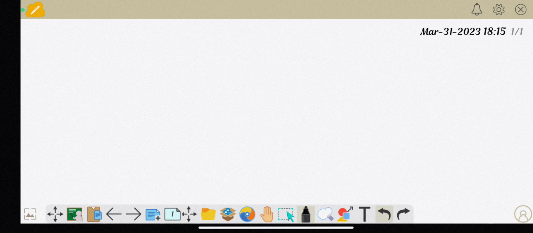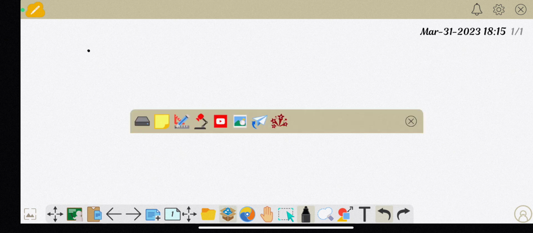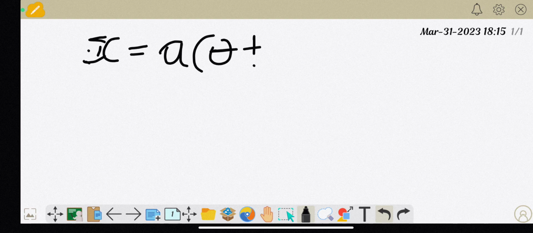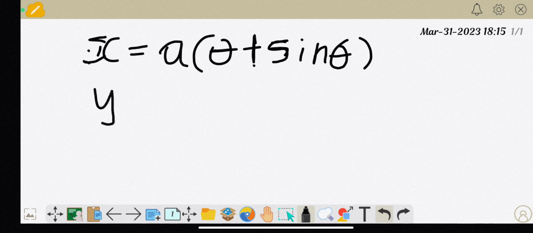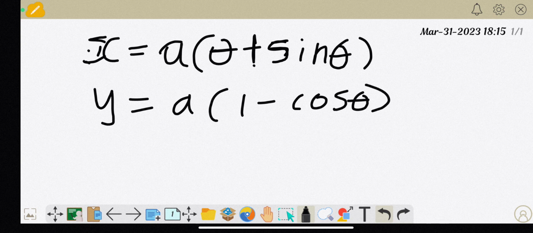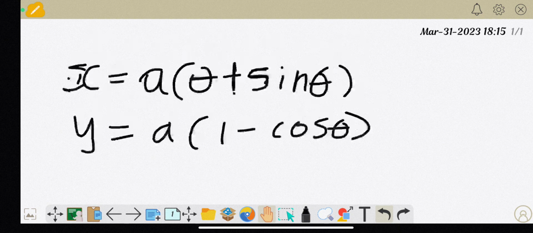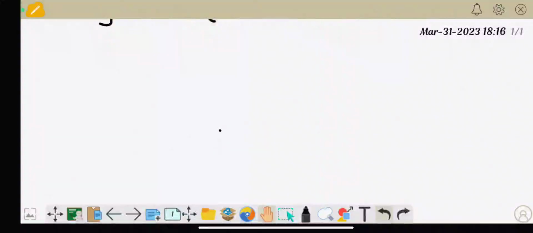Okay, so let's take another example. x is equal to a(theta plus sine theta), and y is equal to a into (1 minus cos theta). So how can you solve this? First find out dy by dx. Identify the parameter. Here, theta is the parameter. Next step, differentiate with respect to that parameter. So first let's find out dy by d theta.